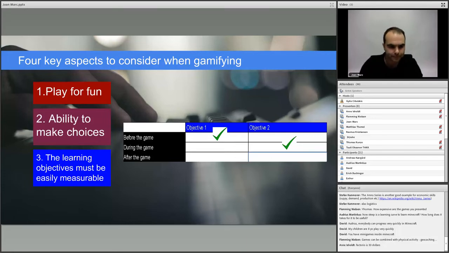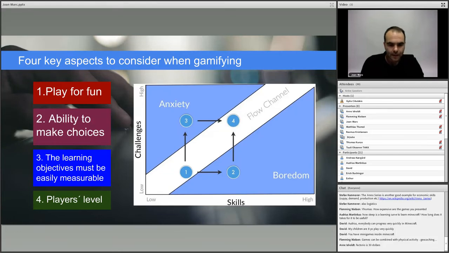Finally, as Anne Isold said, the level of the players is very important. During the design process, we must always bear in mind the profile of the players. If, for example, we make a very fun game, but too challenging for students to progress to the next level, the game loses its appeal.